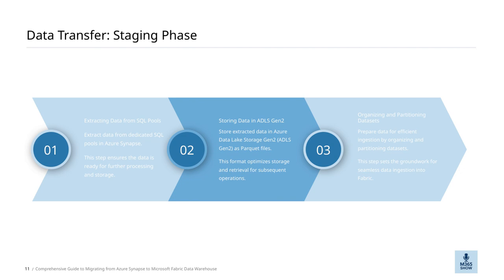Proper organization and partitioning set the foundation for seamless and faster data ingestion, making sure the entire process is as smooth as possible. In summary, this phase focuses on extracting, storing, and organizing data effectively, steps that are vital for a successful migration and for leveraging the full power of Microsoft Fabric down the line.